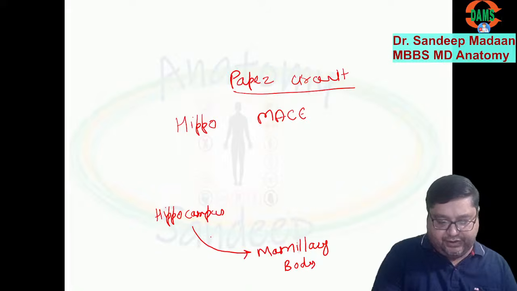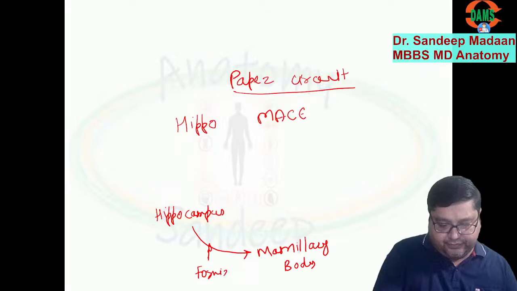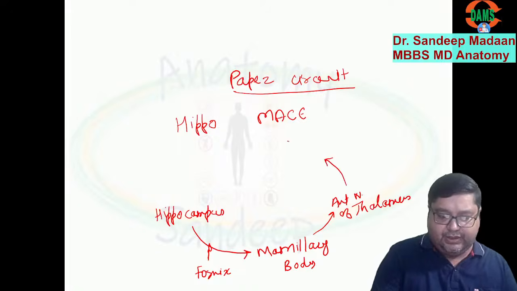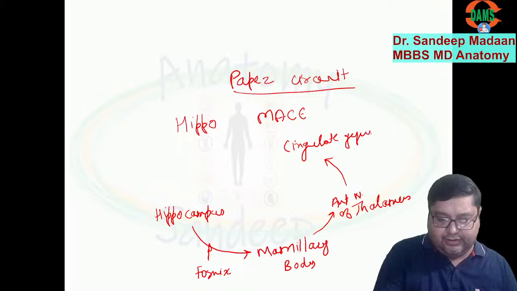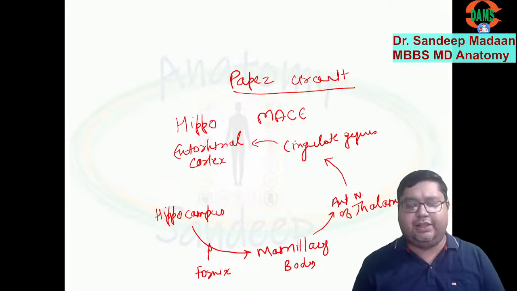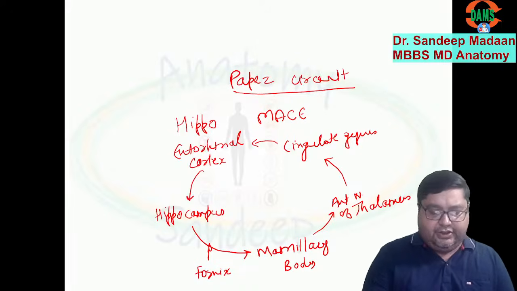From the hippocampus, the fibers will come in the form of the fornix, which will reach the mammillary body. That will send the fibers to the anterior nucleus of the thalamus, and then to the cingulate gyrus, and then to the entorhinal cortex. You guys will be getting this annotated PDF, beta, okay? You will be getting this. Don't worry about it. So this becomes a circuit.